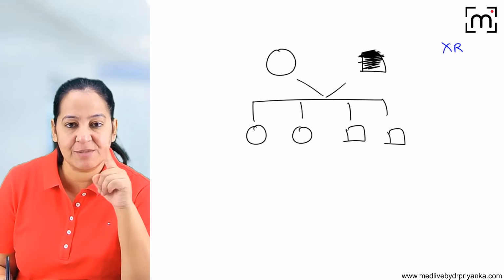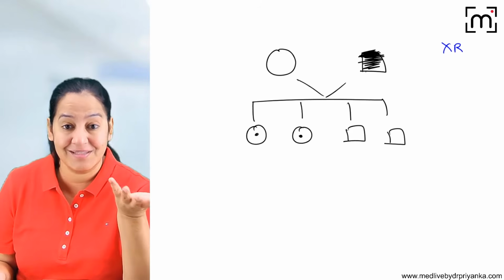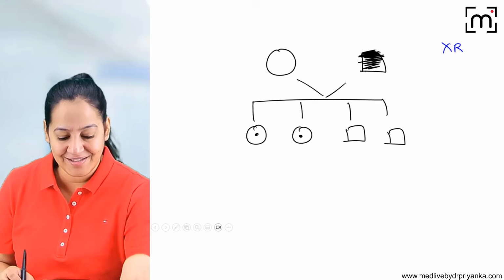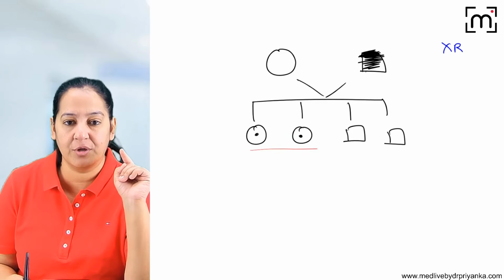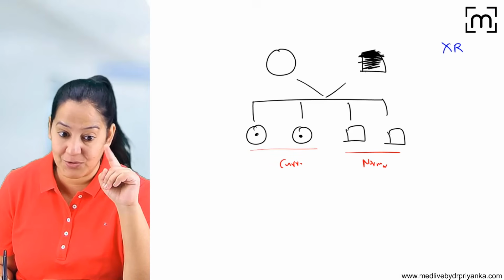So the father transmits the disease only to the daughters. So both the daughters will be carrier, and both the sons are healthy. You can see, father is transmitting the disease only to the daughters. Both the daughters are carrier and both the sons are normal. They are healthy. So father is doing the partiality.